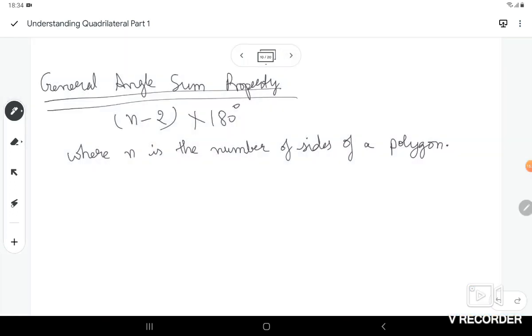Now moving further, we have to see the general angle sum property. So the general angle sum property is nothing but (n minus 2) multiplied by 180 degrees, where n is the number of sides of a polygon.